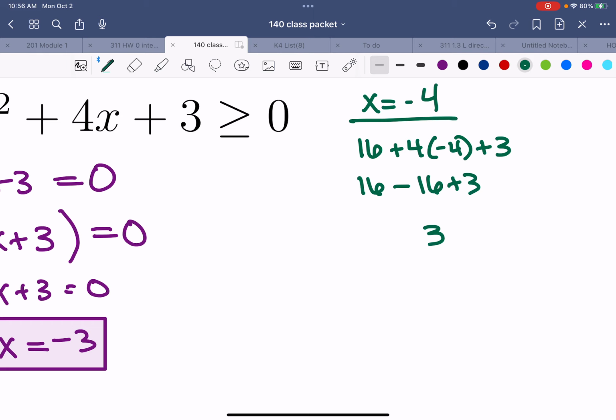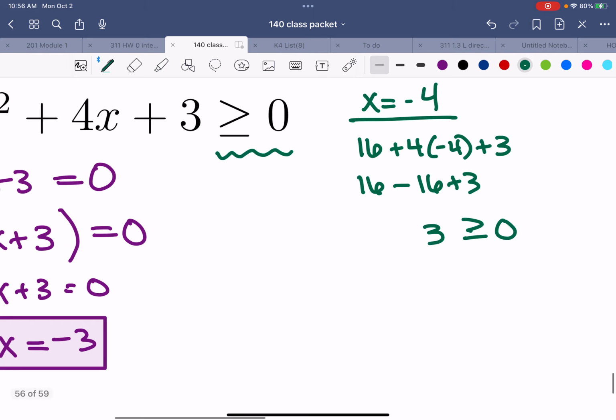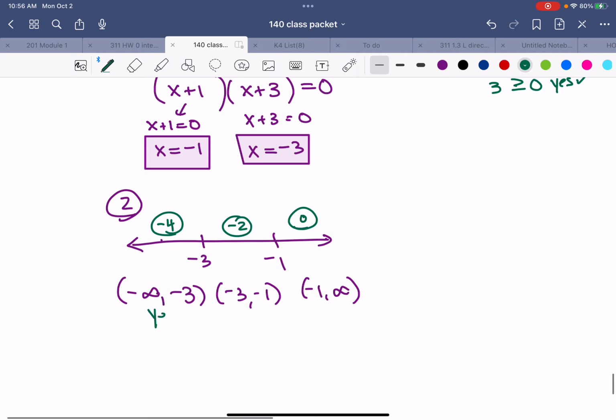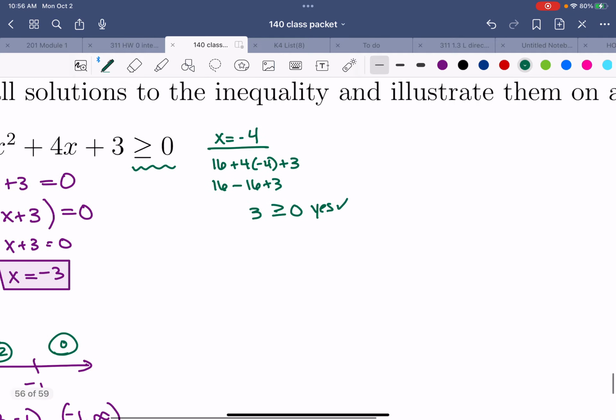And the question is, is that greater than or equal to 0, right? Because that's what's on the left here. And the answer to that is yes, 3 is greater than or equal to 0. So that means that this is a good interval. This is yes.